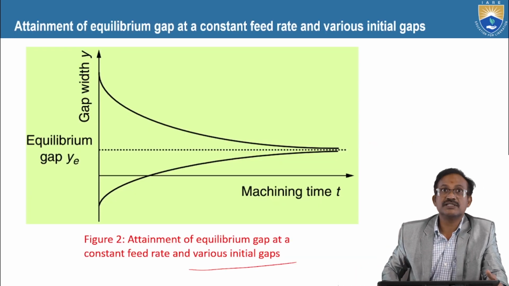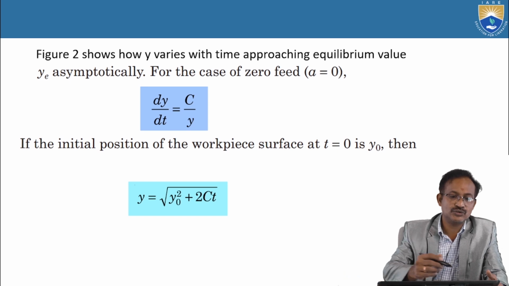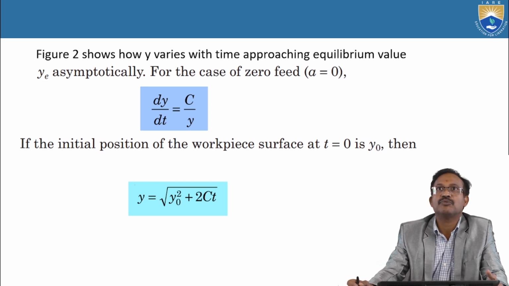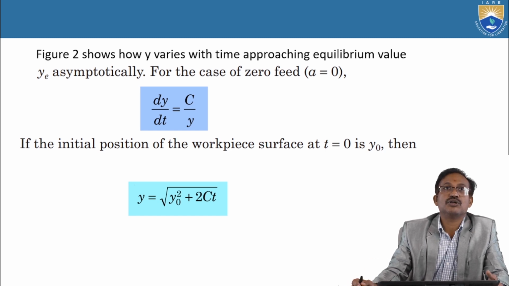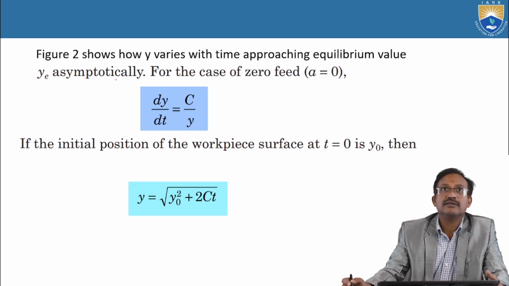Figure 2, that means this one only. Figure 2 shows how y varies with time approaching equilibrium value ye asymptotically. Okay, asymptotically the y is varying.